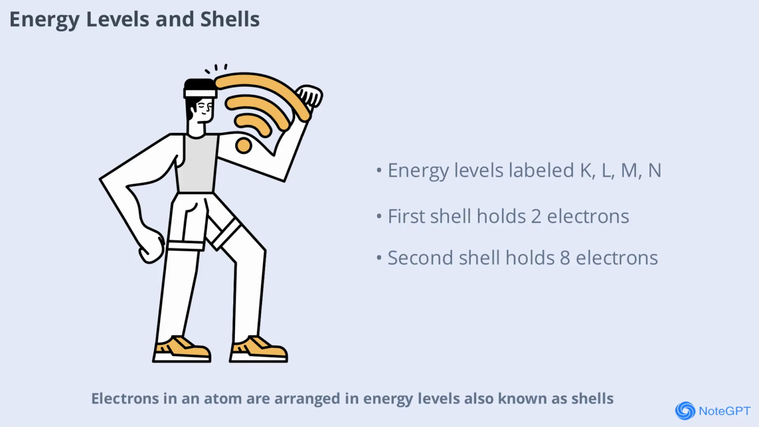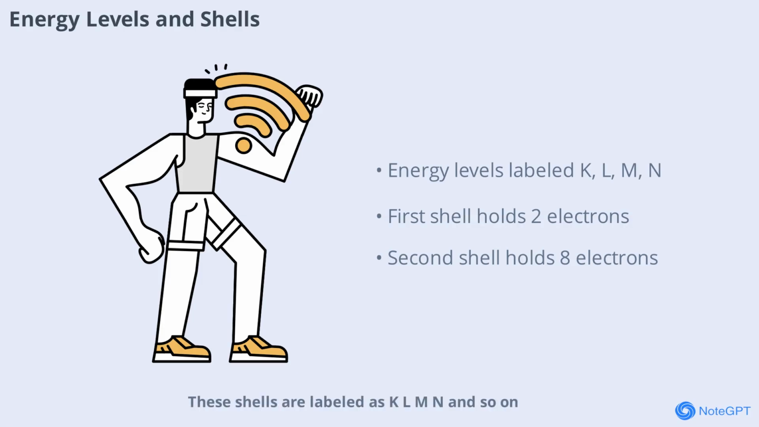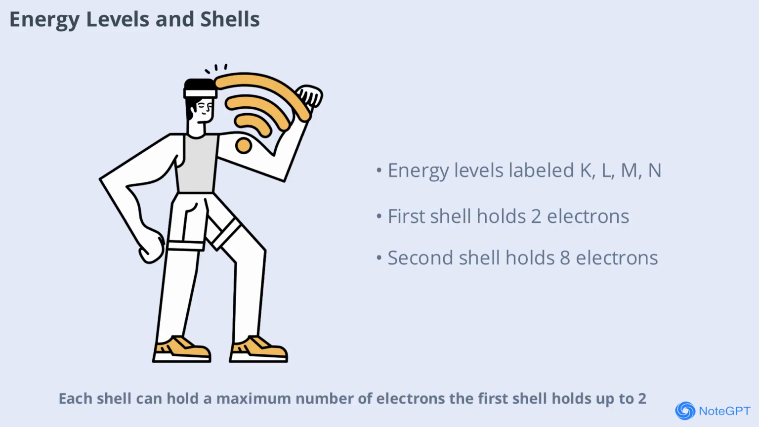Electrons in an atom are arranged in energy levels, also known as shells. These shells are labeled as K, L, M, N, and so on, starting from the one closest to the nucleus. Each shell can hold a maximum number of electrons. The first shell holds up to 2, the second up to 8, the third up to 18, and so forth. The arrangement of electrons in these shells is not random but follows specific principles that we'll explore next.